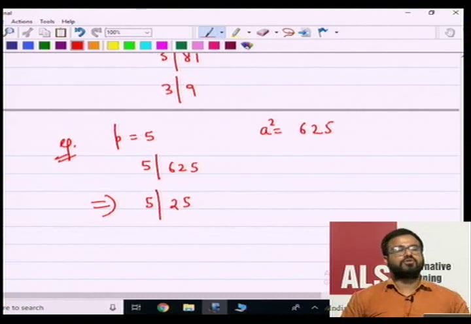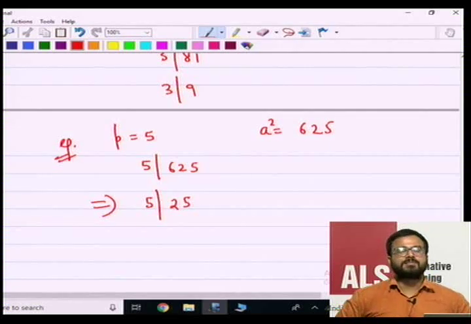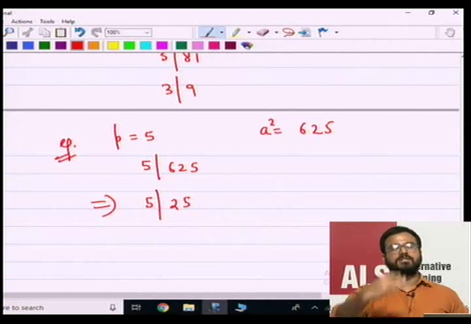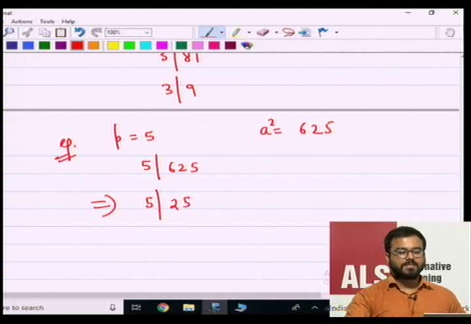Getting these two theorems? The first theorem which we have discussed is that every composite number can be written as a product of primes in a unique way. The second one is, if P is a prime number and it is dividing A square, where A is any integer, then P will also divide A. These are the two results of these theorems. So we will use both of them.